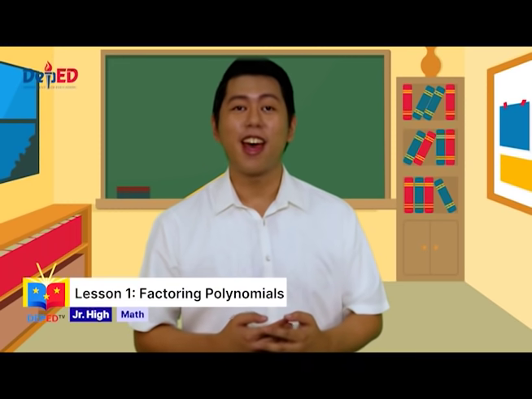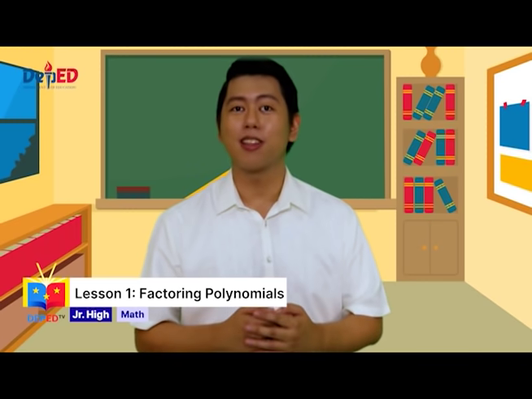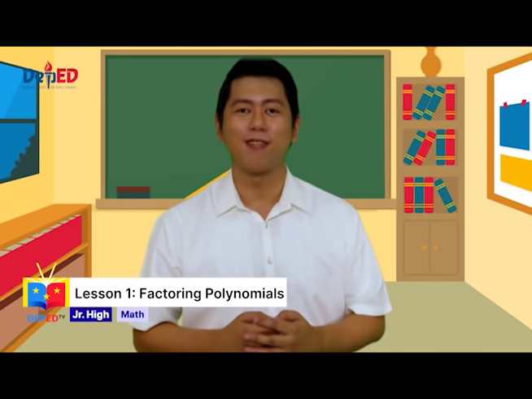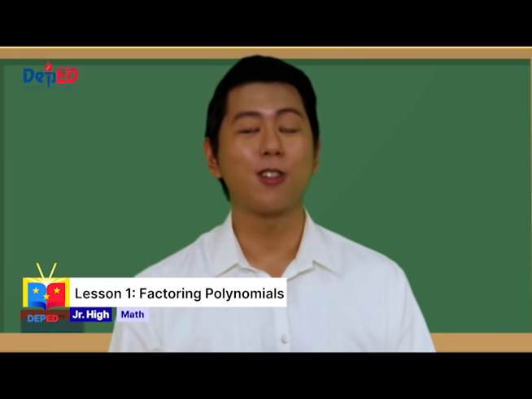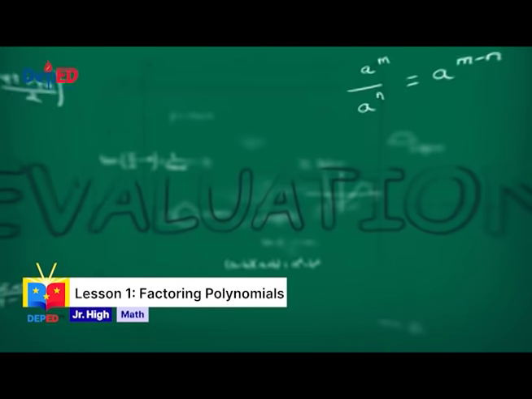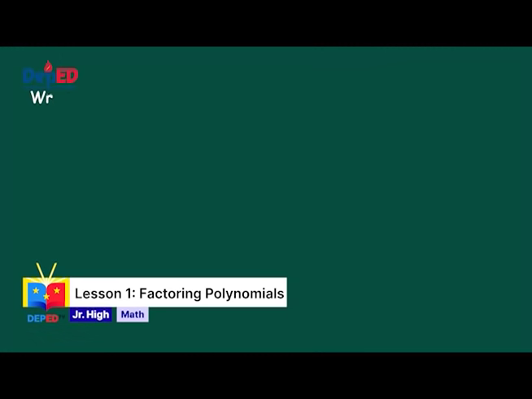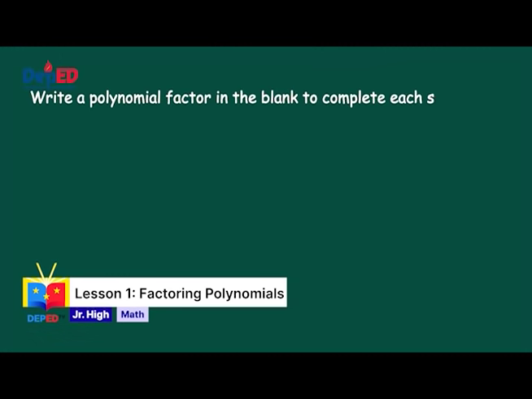Since we are near the end of your lesson, prepare your pens and your paper because it is important to evaluate what you have learned. I will give you 10 seconds to answer each item. Write a polynomial factor in the blank to complete each statement. Number 1, 7p squared minus 7p is equal to 7p times the quantity of what polynomial?